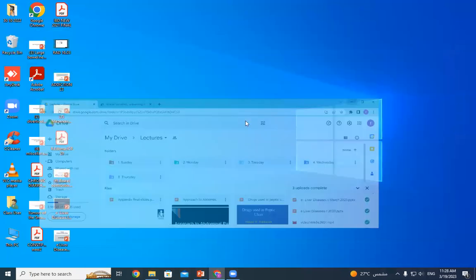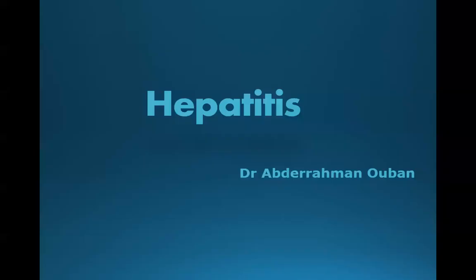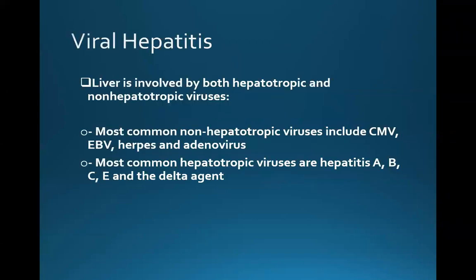All right, so now we go back to hepatitis, starting with viral hepatitis. This is the most feared kind of hepatitis around, especially when it is of a unique form, as we will see. Now, there are hepatotropic viruses and non-hepatotropic viruses. The liver could be involved by either one of those. So let's talk about non-hepatotropic viruses such as CMV, EBV, herpes, adenovirus, and HIV.